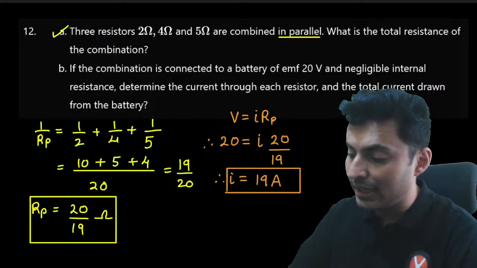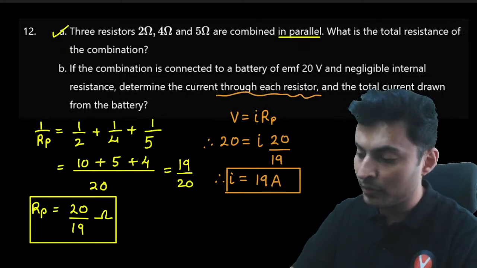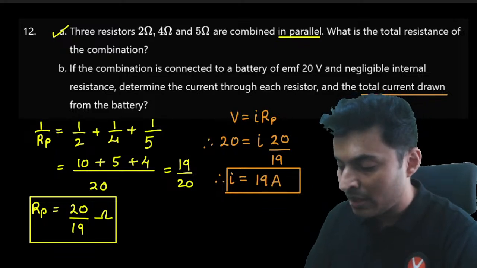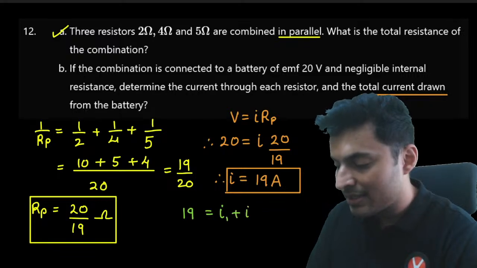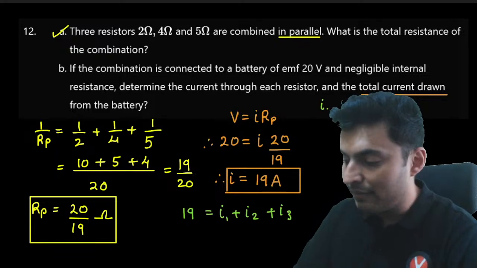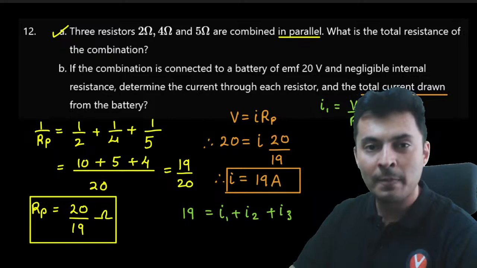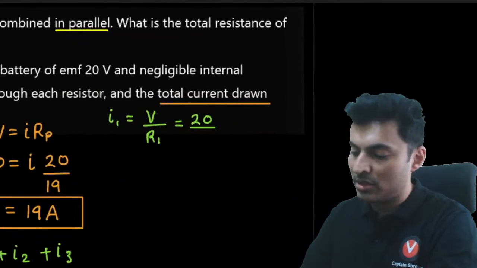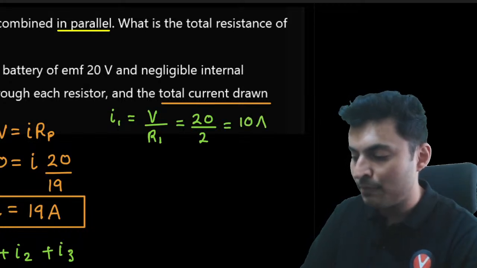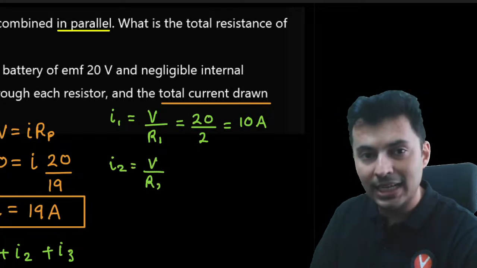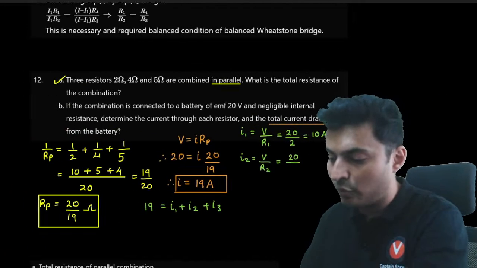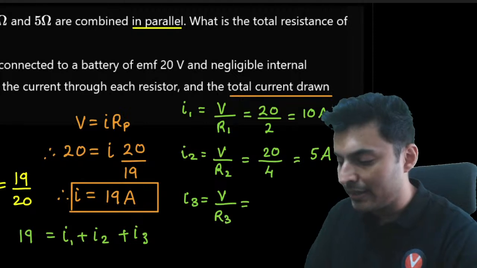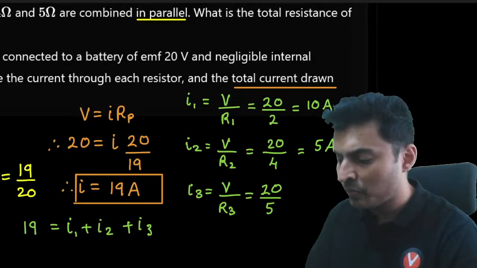But they are also asking, find the current through each resistor. Total current, we just figured it out. But what about the individual currents? For that, you need to use Kirchhoff's current law. Remember, 19 amperes will be I1 plus I2 plus I3. Also, I1 will be the total voltage by that resistance R1. Total voltage was 20, that resistance was 2 ohms, so it will be 10 amperes. Similarly, I2 will be 20 divided by 4, which means 5 amperes. And the last one, I3, will be V by R3, which is 20 by 5 ohms. So it will be 4 amperes.